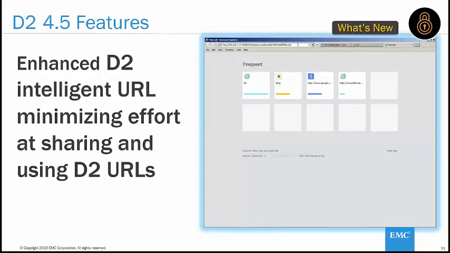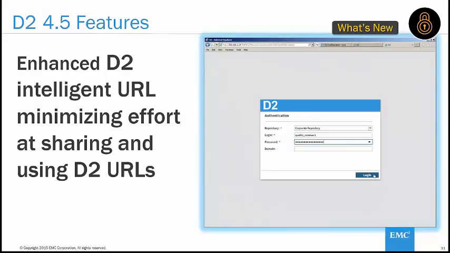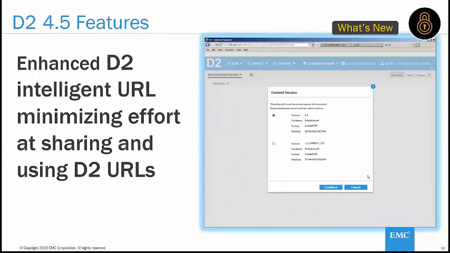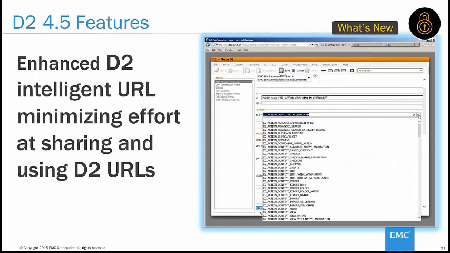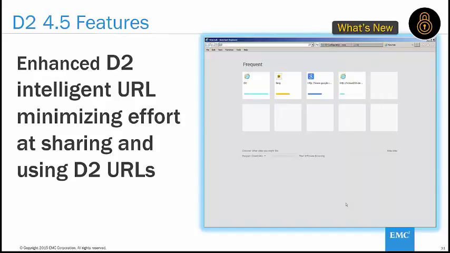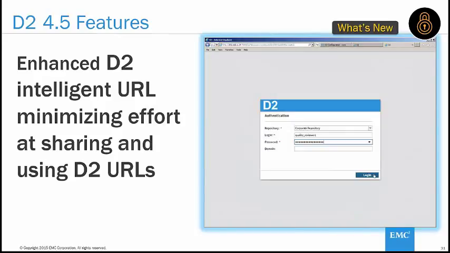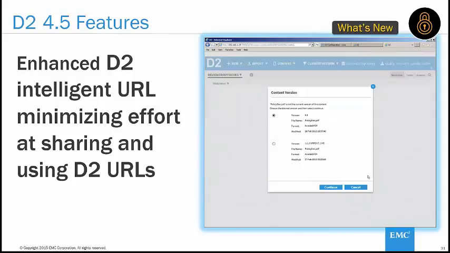So I talked a little bit about the D2 intelligent URLs. We've enhanced this quite a bit so that, for example, if you provide somebody with the URL for a D2 document, it will automatically go to that document. If you've got single sign-on, you don't have to go through the user interface of D2 to get hold of that document.